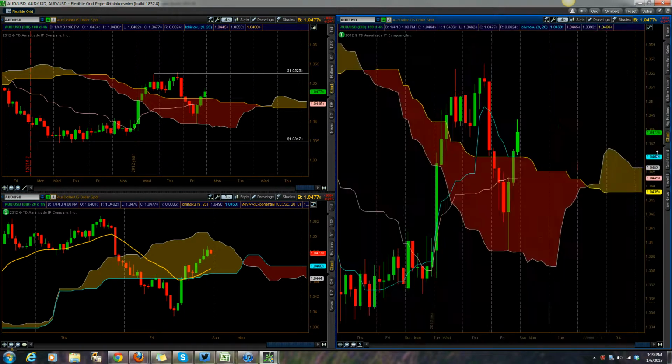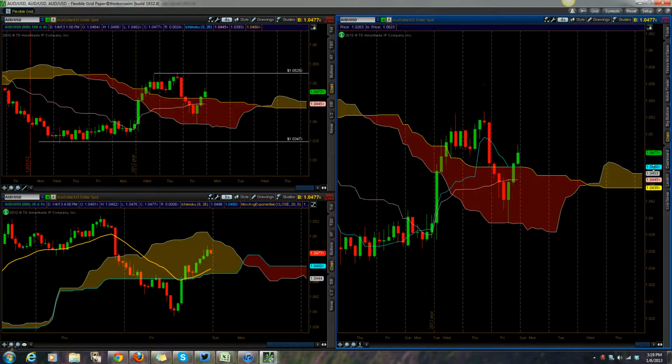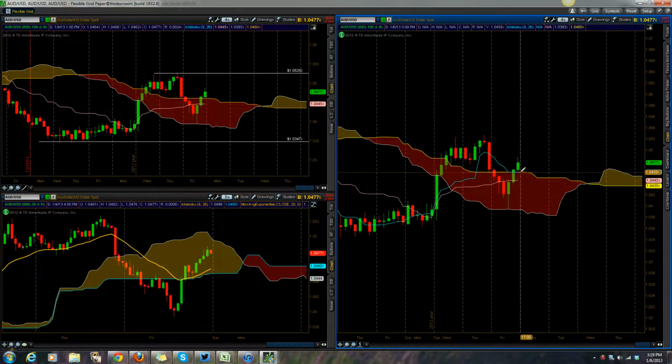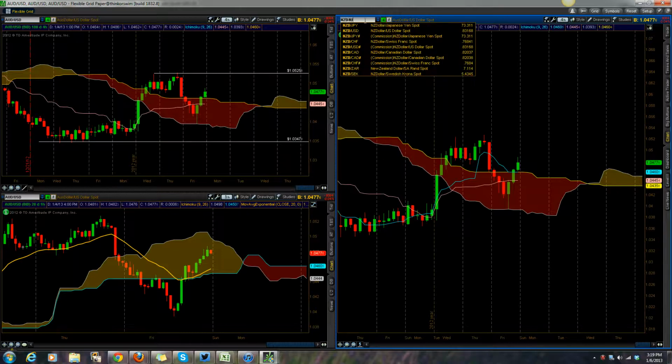Let's see what's going on. We have the Tenkan also providing support at where the Kumo is for support at 104.60. All right, so 104.60 is going to be a support area, which also is a flat Kumo top. So let's just see how the market reacts to this level. Let's take a look at Kiwi dollar, its counterpart.